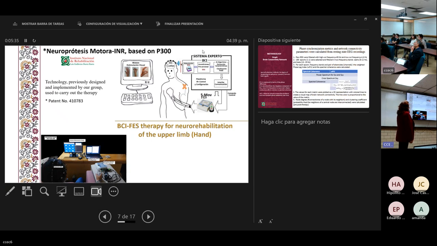To do the therapy, a motor neuroprosthesis was previously designed by our group. This is the scan for this technology.